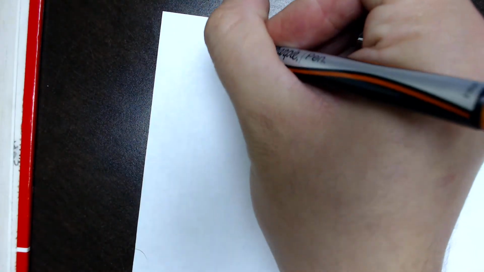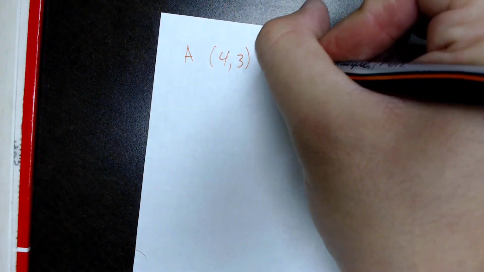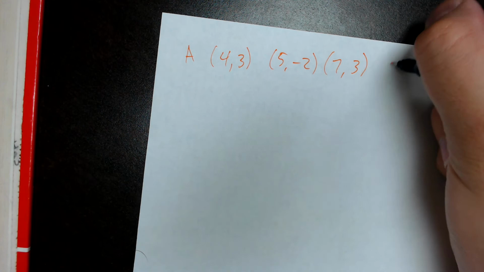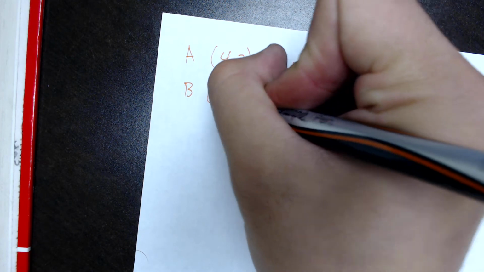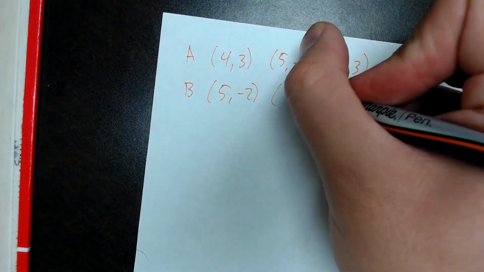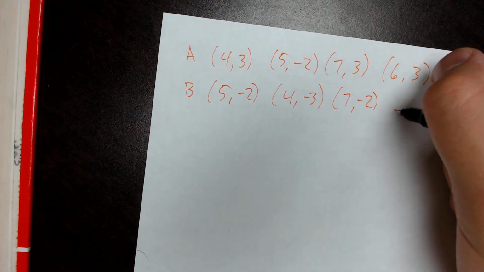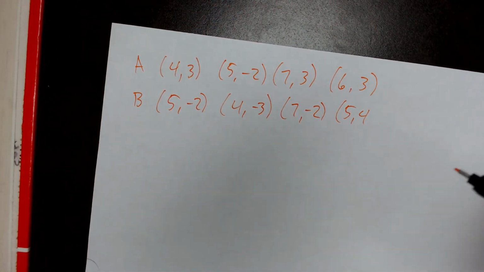Now, the most frustrating examples are the ones where they just give you pairs, because this is a little bit harder for some people. So let's say I've got set A, which gives me the pairs (4, 3), (5, -2), (7, 3), (6, 3), and then I have set B, which gives me (5, -2), (4, -3), (7, -2), and (5, 4). And then they'll ask you, tell me which set designates a function.